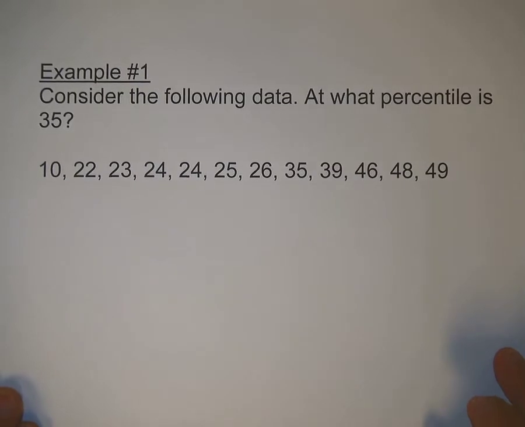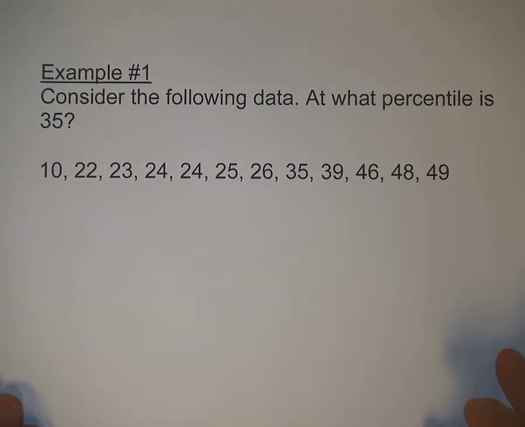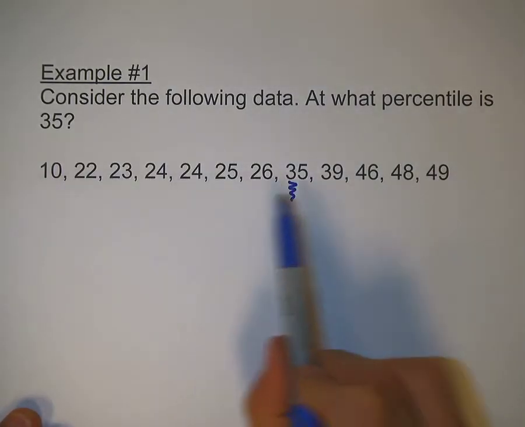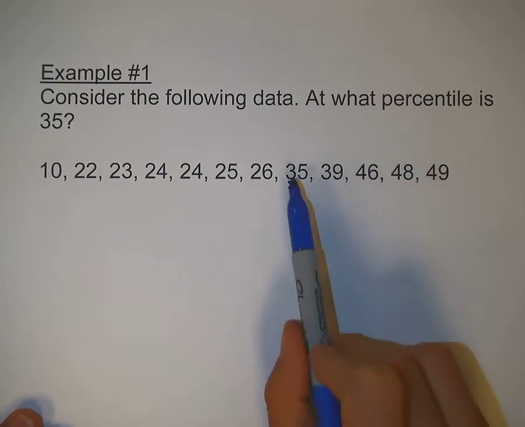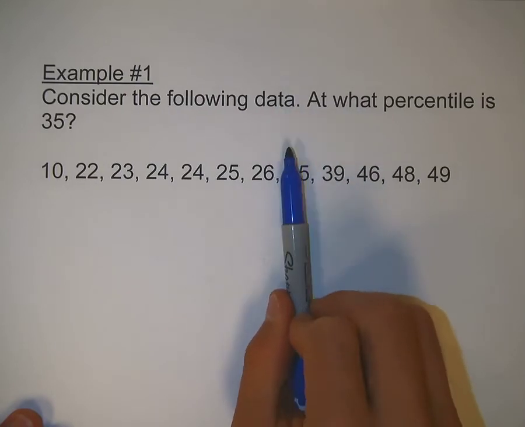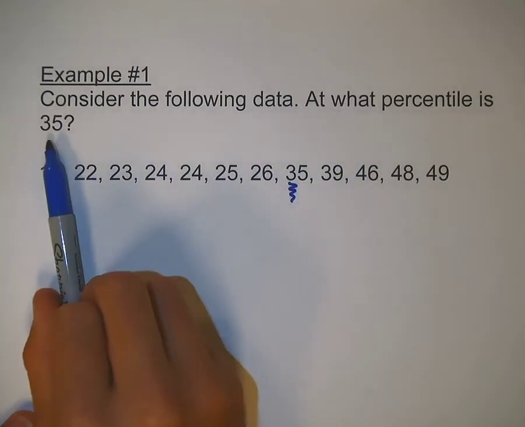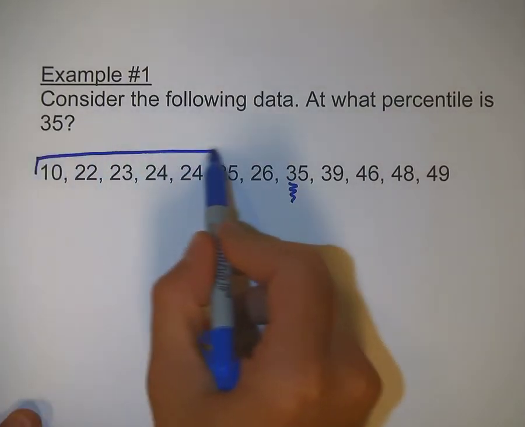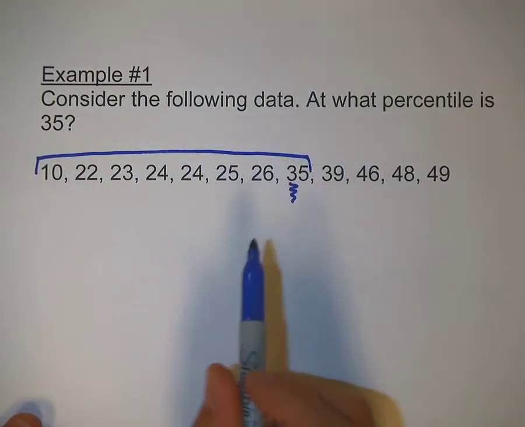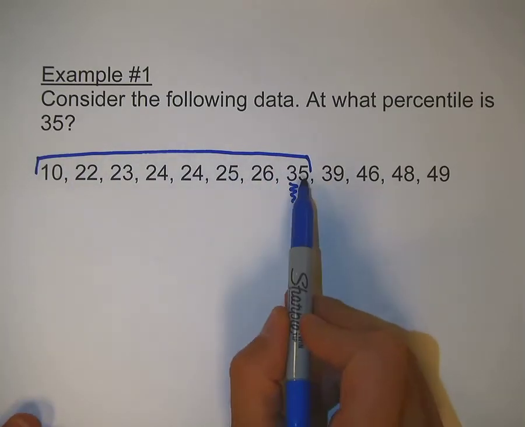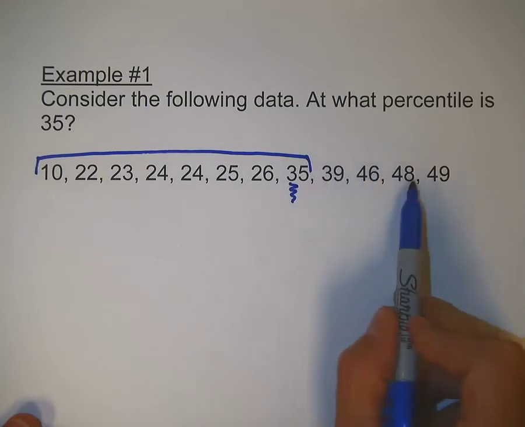If we have a data set, we want to know at what percentile is 35. If we're looking at 35, the data first of all should be in order. So we want to know what percent of the data is equal to 35 or less than 35. We're talking about these values, 10 to 35, equal to or less than. So we have 1, 2, 3, 4, 5, 6, 7, 8. So 8 out of 9, 10, 11, 12.